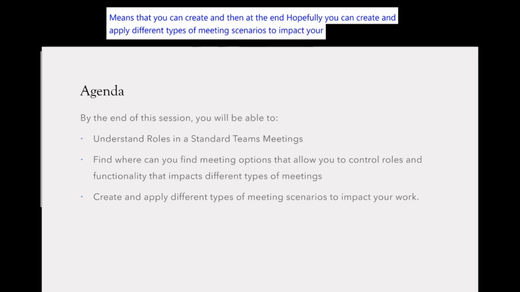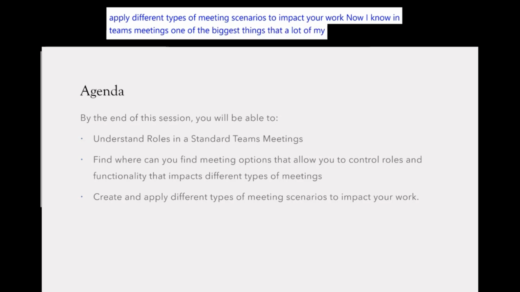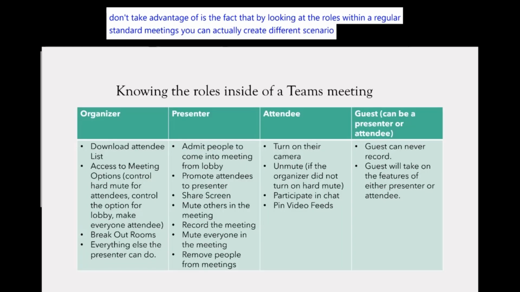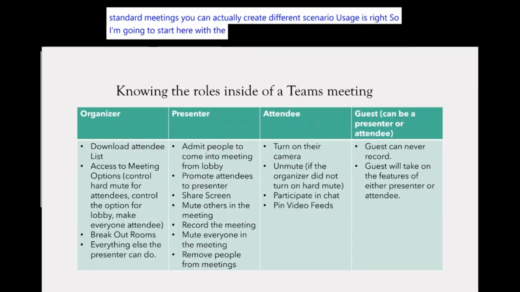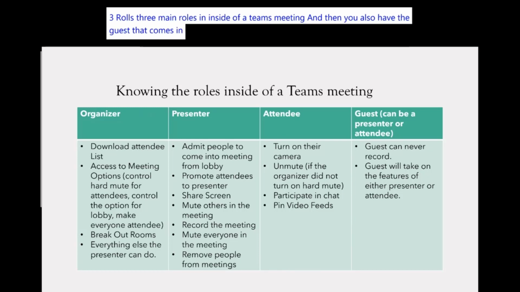Now, in Teams meetings, one of the biggest things that a lot of my users in New England don't take advantage of is that by looking at the roles within a regular standard meeting, you can actually create different scenario usages. So I'm going to start here with the roles. I don't know if people are cognizant, but there are actually three main roles inside of a Teams meeting, and then you also have the guest that comes in.